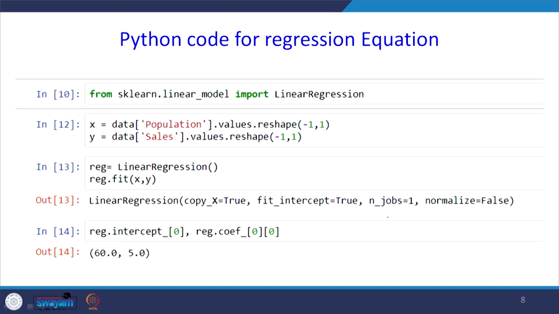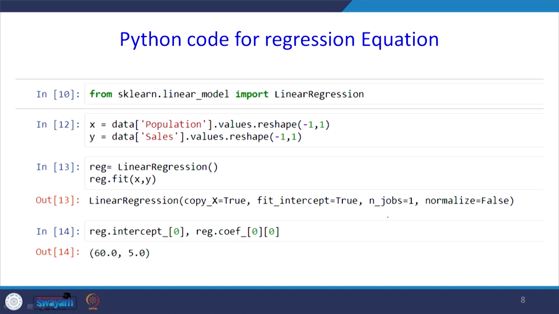From sklearn.linear_model, import LinearRegression. x equal to data population.values.reshape(-1, 1), y equal to data sales.values.reshape(-1, 1), reg equal to LinearRegression, reg.fit(x, y). So, LinearRegression has copy_X equal to True, fit_intercept equal to True, n_jobs equal to 1, normalize equal to False.